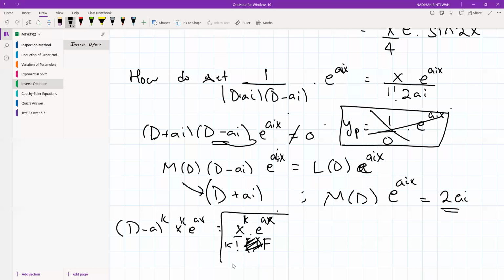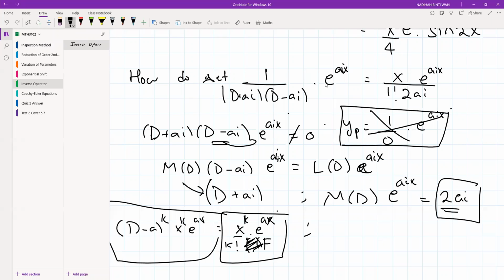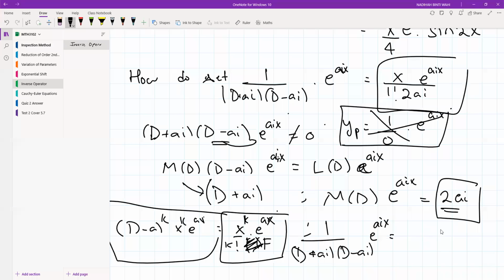So I use this exponential shift. You can look back at the expression, I've forgotten too. So from here we know this will become 1 over D of A plus I of (D minus AI) e to the AIX. This is just the same thing as 1 over M, 1 over x to the power of K. K is 1.